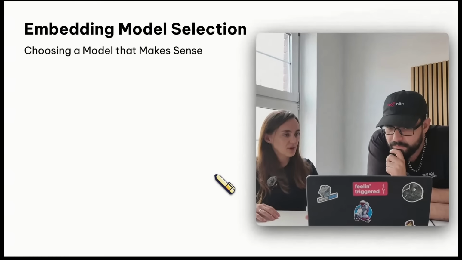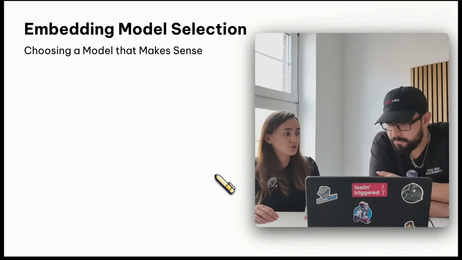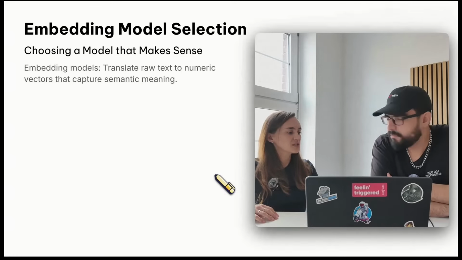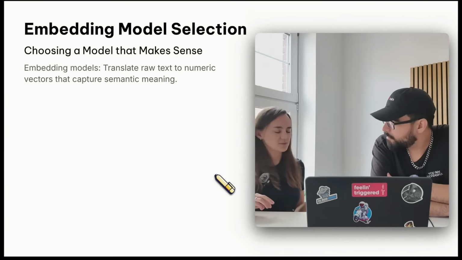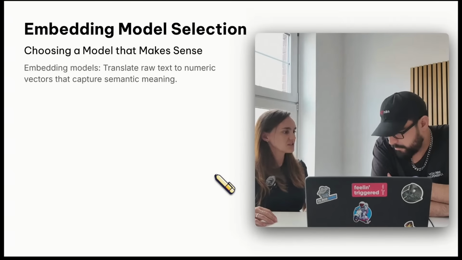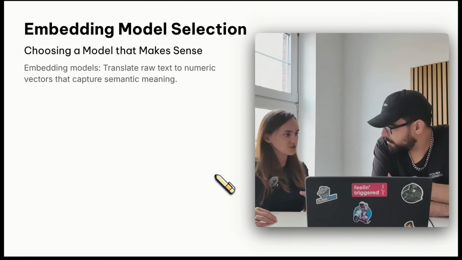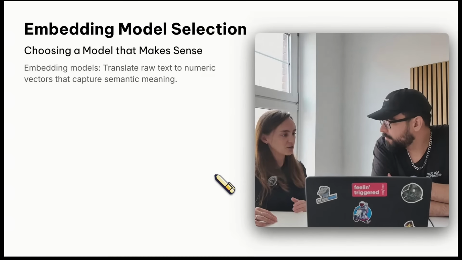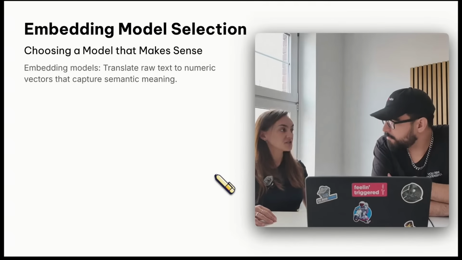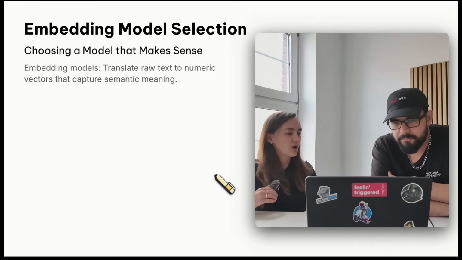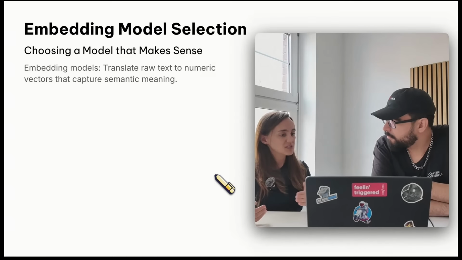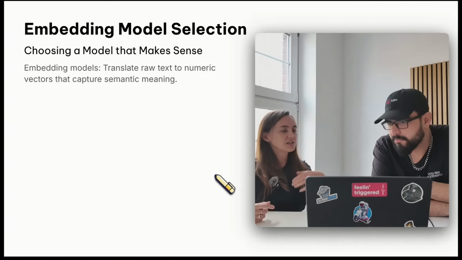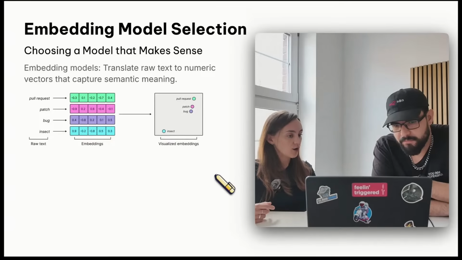Next is embedding model selection. You really want to make sure you're choosing a model that makes sense for your specific use case. And a good embedding model, like we talked about before, can understand the nuance in very domain-specific text. It's like that difference between Q2 and Q3, or understanding acronyms rather than treating them as random letters. Embedding models' job is basically to translate raw text into numeric vectors, or embeddings, that capture the meaning of what it is.